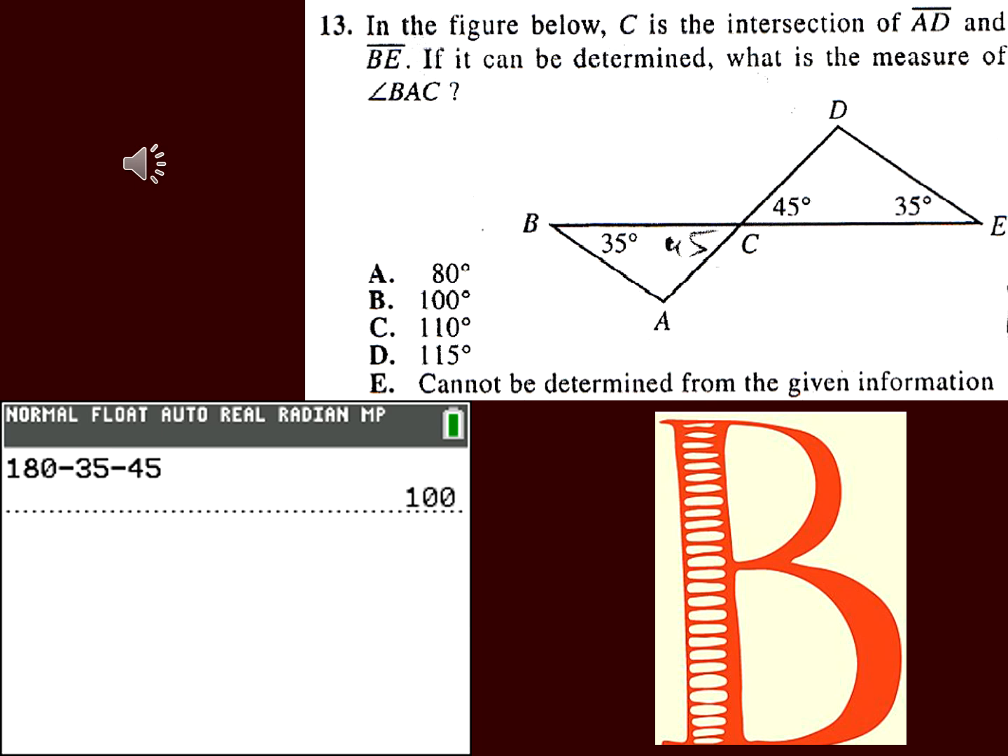Now you do also need to realize that when it says angle BAC, the angle we're trying to find is angle A down at the bottom. The middle letter of the name is always where the vertex is. But it is 100, that's B.